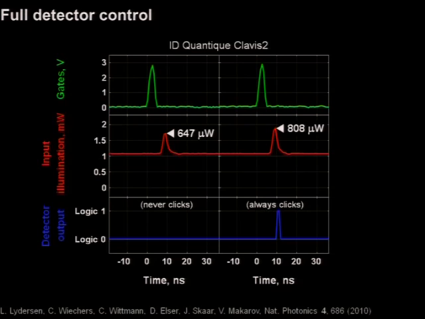You see 3 oscillograms. On the first oscillogram, you see gates applied to the detector. Then on the second oscillogram, you see the light we apply at the optical input. We begin with shining slightly above 1 milliwatt continuous wave light, which blinds the detector. Then on top of this continuous wave light, we apply a bright light pulse at a certain power level, 647 microwatts. This peak power of the pulse never causes a click, but if we increase it slightly, it always causes a click. We have full control of the detector.